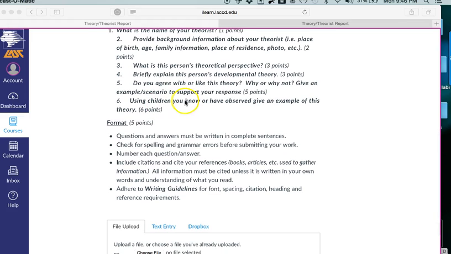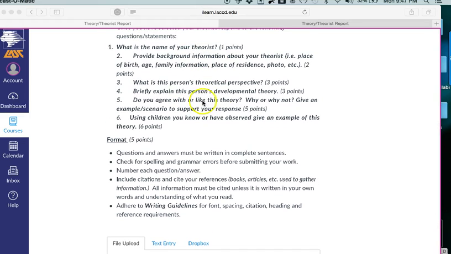And then number 6, using children you know or have observed, give an example of this theory. Well, according to my child, for example, who is 11, he's currently in Erikson's stage of such and such, whatever stage applies to that age group. So the idea is that I'm going to give an example of something I've observed my child do that relates to Erikson's theory. Okay, so you can see where numbers 5 and 6 require you to do a lot more critical thinking and apply what you've learned about this theorist to specific scenarios.